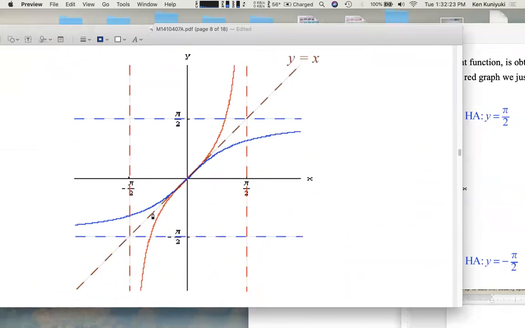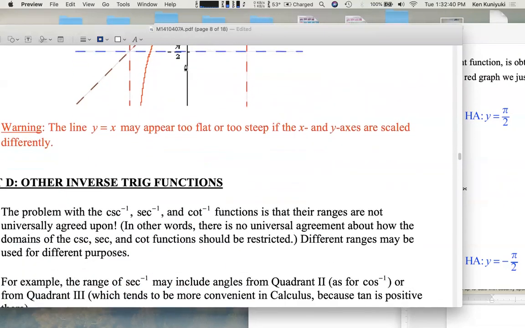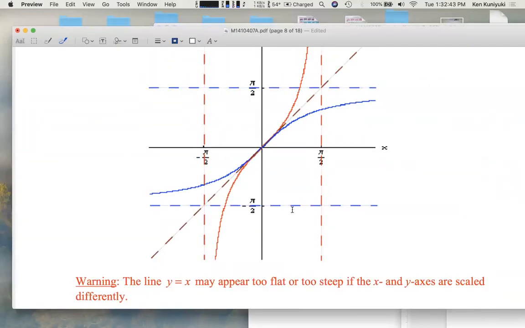Now, you can reflect the middle tangent snake about y equals x to get the inverse tangent. Lazy snake, the S graph, is kind of hard to see, but you could reflect about y equals x. In the next video, we're going to talk about a shortcut for finding ranges.